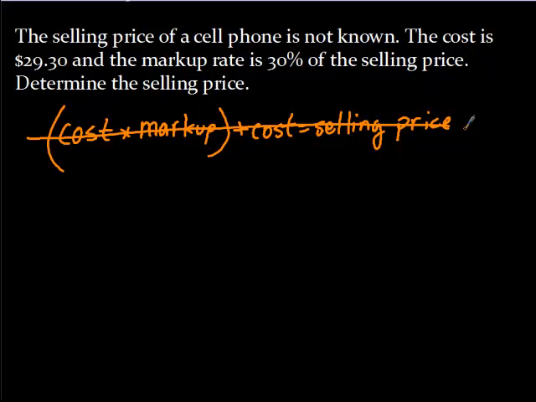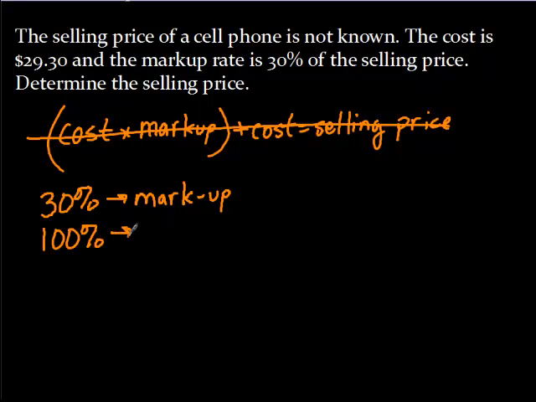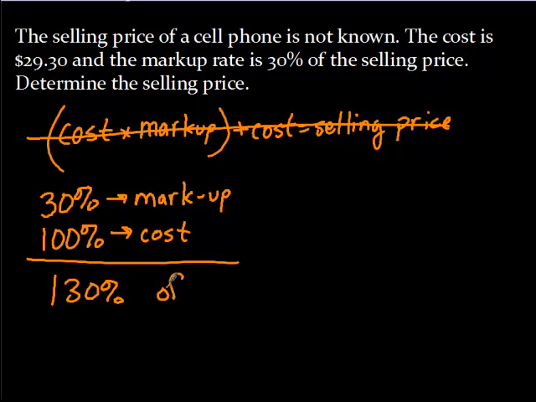What we can do, we know in this problem, there's a rate of markup of 30%. That markup is added to the cost. Well, when we add that to the cost, we're actually adding it to 100%. This is the cost. So we have 30% and 100%. That's 130% of the cost. So we take 130% of, usually means multiply, the cost, which the cost is $29.30.